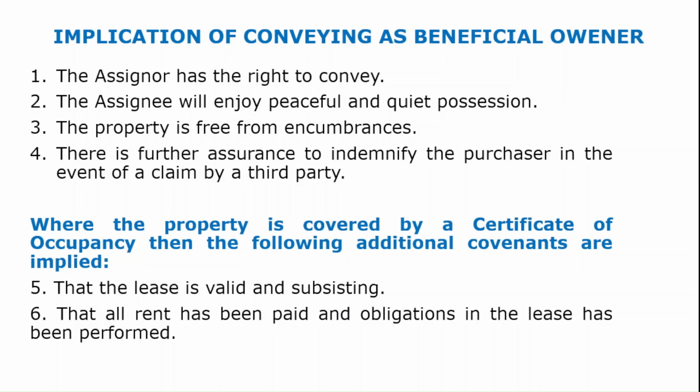The rent we're talking about is all the payments, all the fees, all the dues and the levies that you should have paid, all the ground rent and all of that in relation to your relationship with the governor. So please take note of this implication of conveying as beneficial owner. And please be careful. The moment you see that the land is covered by certificate of occupancy, you are not only writing 4 implications. The implications you must write must be 6. What you first find out is whether the land is covered by certificate of occupancy. If it is, you know to write 6. If it is not, you write 4. So take note of that.